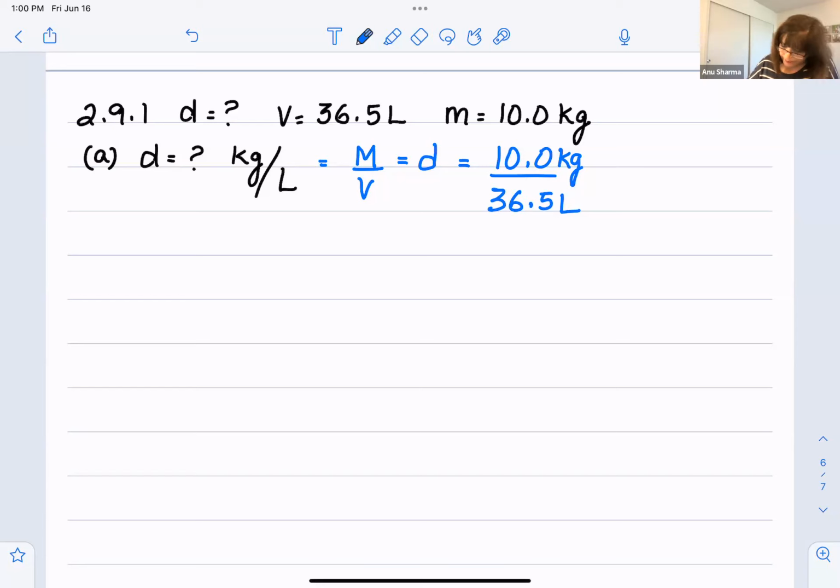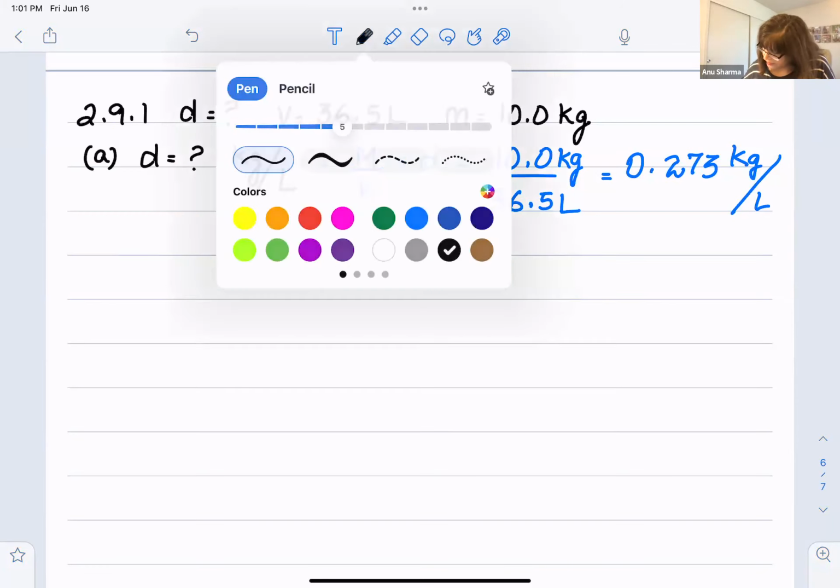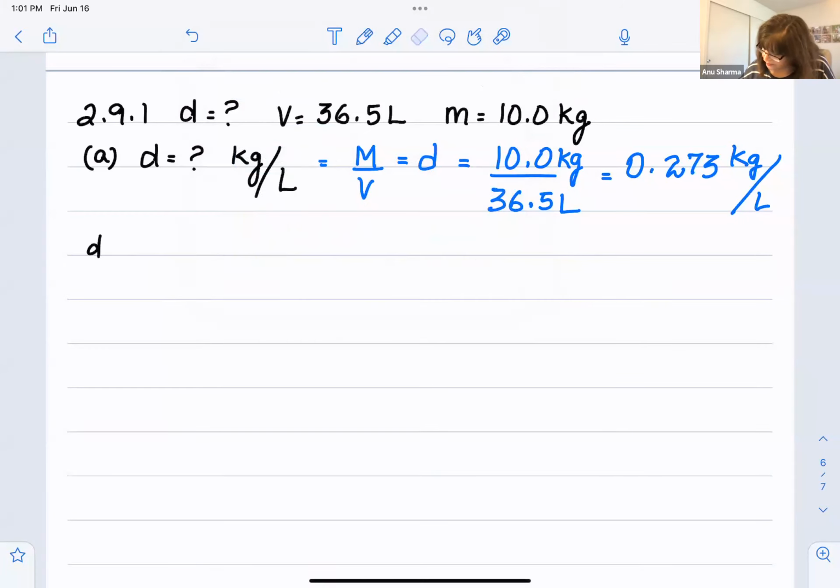So 10.0 divided by 36.5 liters, and you get 0.273 kilograms per liter. That's the value. Okay, so that's one question, part A. The next question is, you can round up the last digit. Okay, next part is the last part, which is part B.